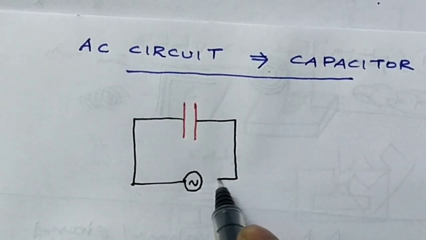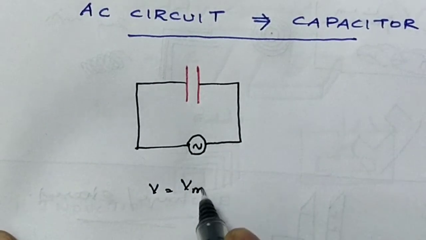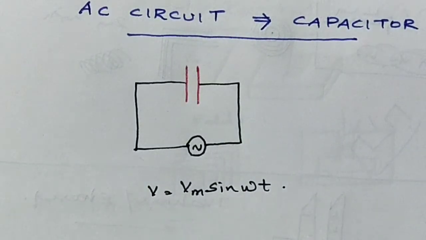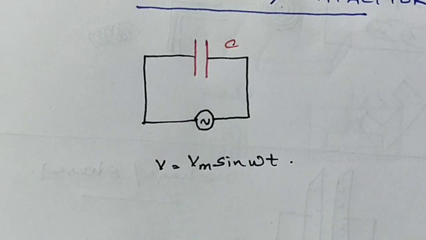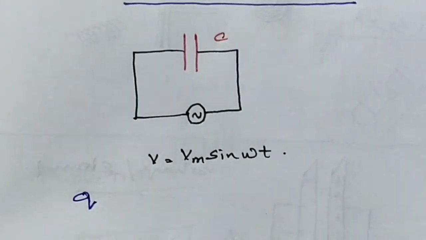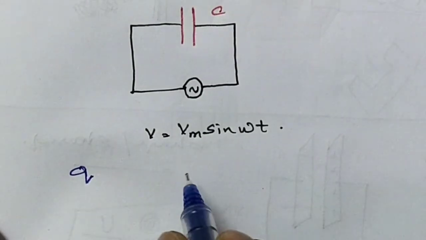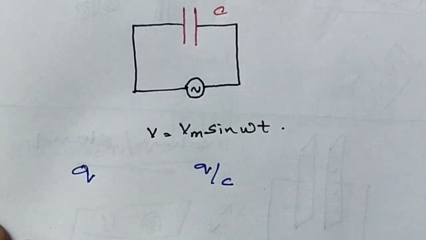Here we apply the instantaneous alternating voltage, V equal to Vm sin omega t. That is the alternating voltage. We already know the capacitance of the capacitor is C. Q is the instantaneous charge on the capacitor, so the EMF across the capacitor at that instant is Q by C. That is the potential difference.